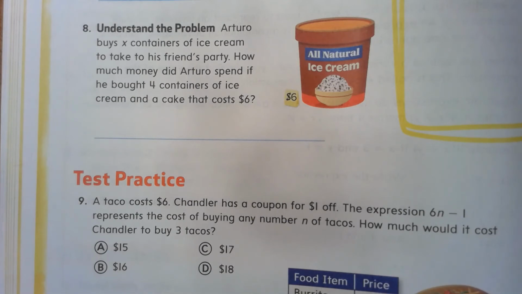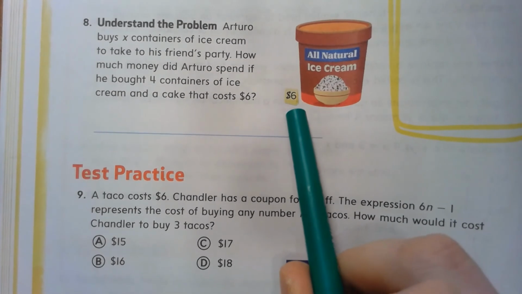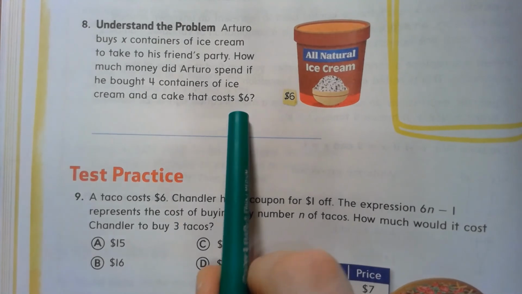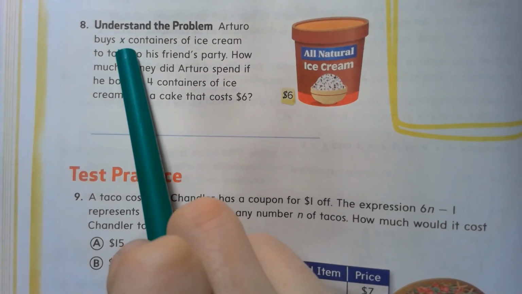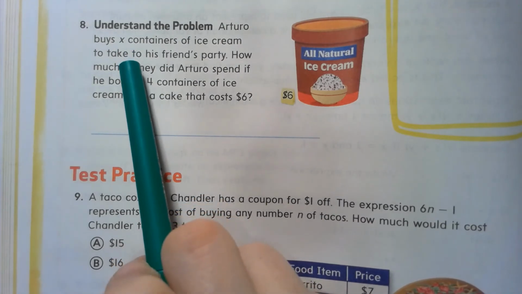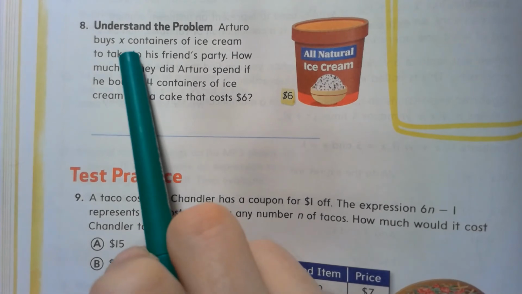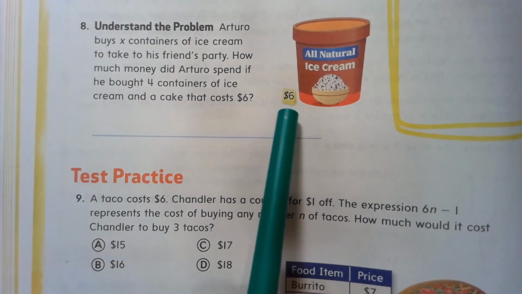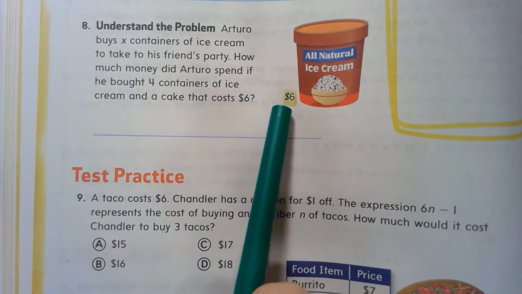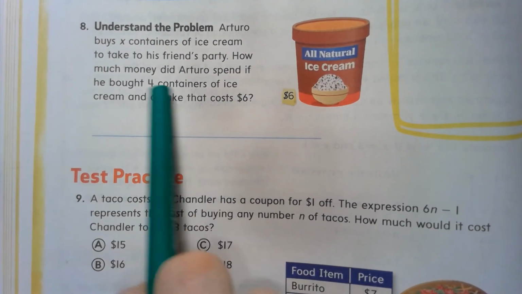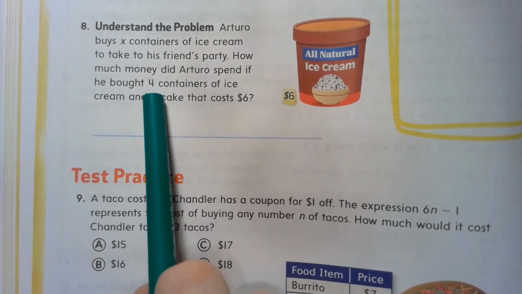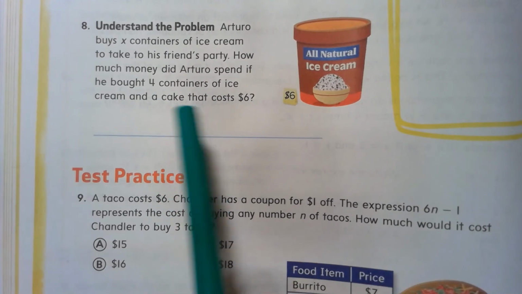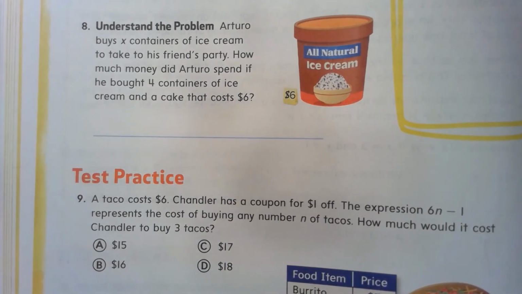Question number 8 says Arturo buys X containers of ice cream to take to his friend's party. How much money did Arturo spend if he bought 4 containers of ice cream and a cake that cost $6? So notice on here that the ice cream costs $6, and then the problem it says a cake also is costing $6. The only reason they put X in this problem is so you could write an expression for how much ice cream would cost if he brought X containers of ice cream. So you would know that would be 6X because each container costs $6. However, the problem gives you more information, so you actually don't even need the X. All you care about is that he has 4 containers of ice cream plus a cake that is $6. So you'll want to consider that when you're working out this problem.